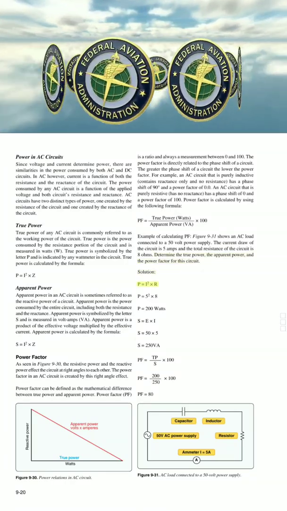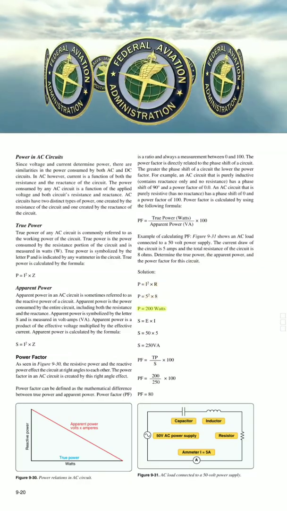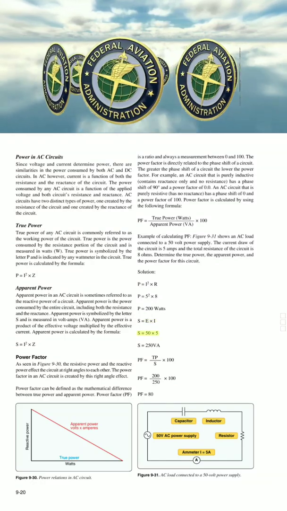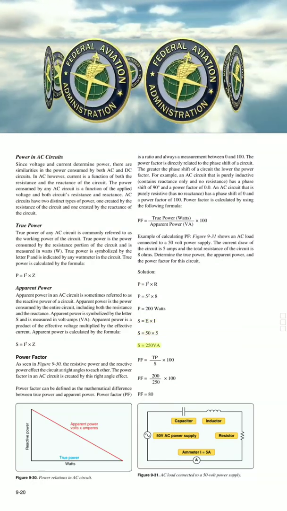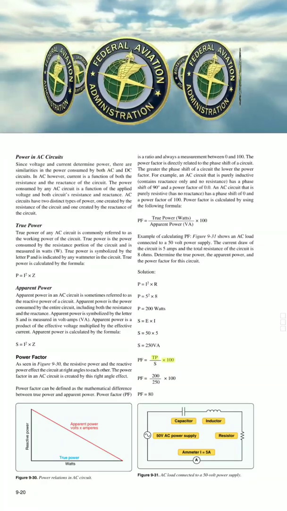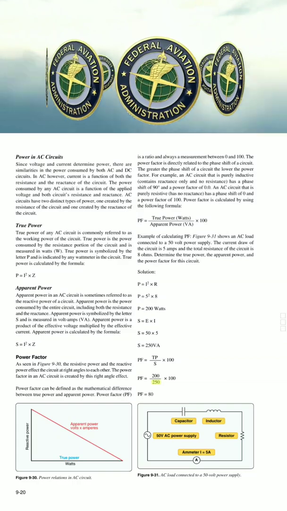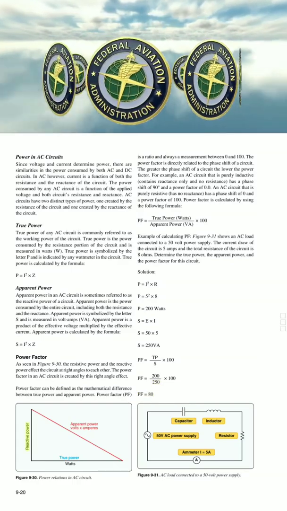Solution. P equals I² times R. P equals 5² times 8. P equals 200 watts. S equals E times I. S equals 50 times 5. S equals 250 VA. PF equals TP times 100 over S. PF equals 200 times 100 over 250. PF equals 80.